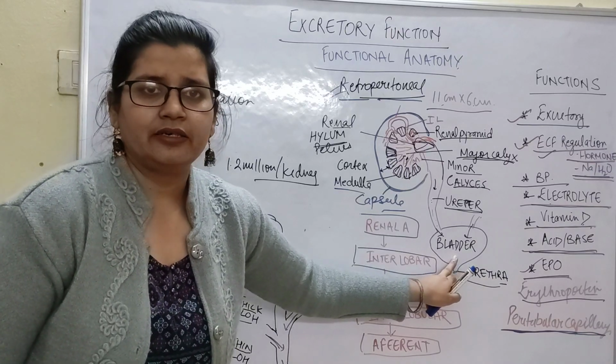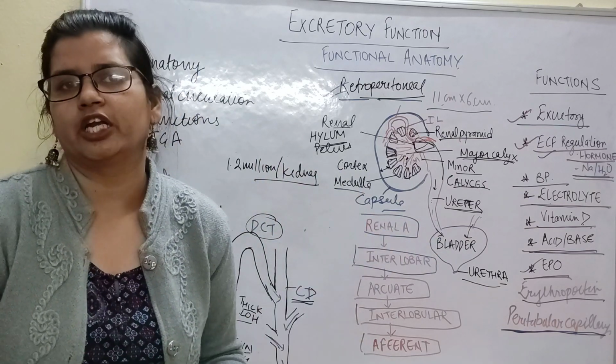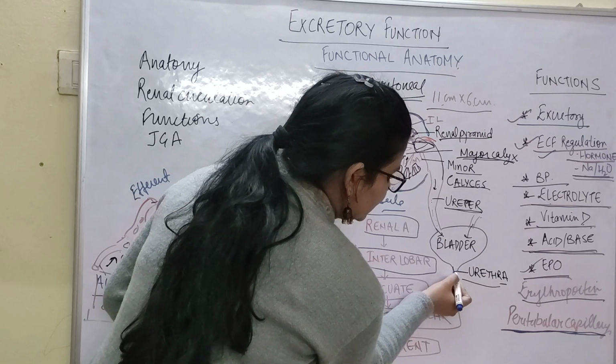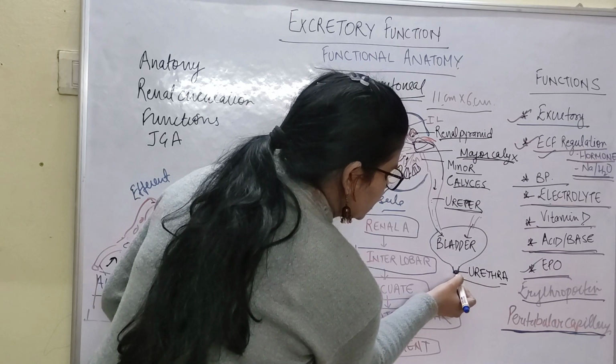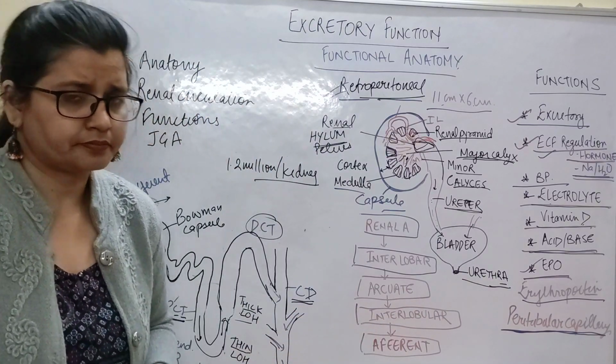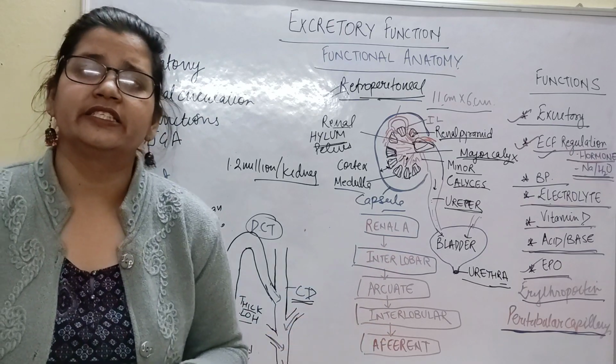In the bladder, the urine is stored till we have some urge to urinate. And from the bladder, there is the last structure of the excretory system, which is called the urethra, via which we can pass urine. So this is all about the anatomy part of the excretory system.